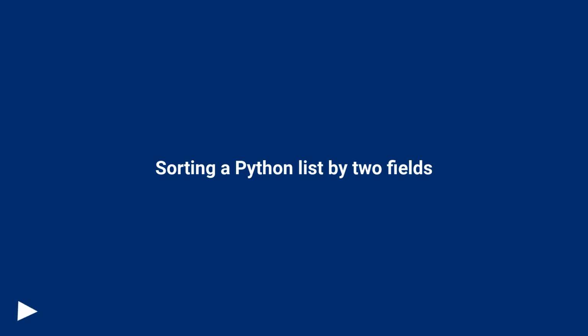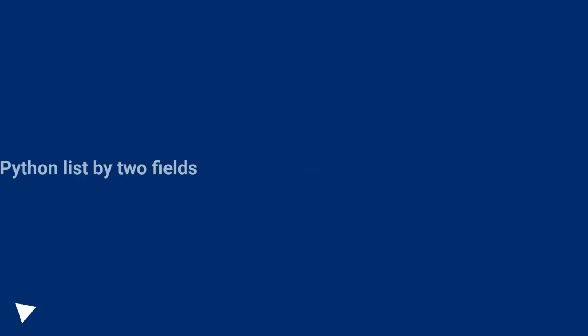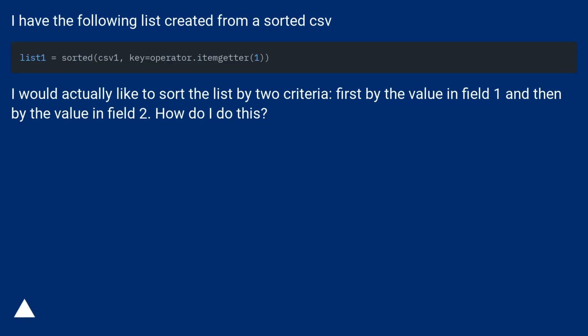Sorting a Python list by 2 fields. I have the following list created from a sorted CSV. I would actually like to sort the list by 2 criteria, first by the value in field 1 and then by the value in field 2. How do I do this?